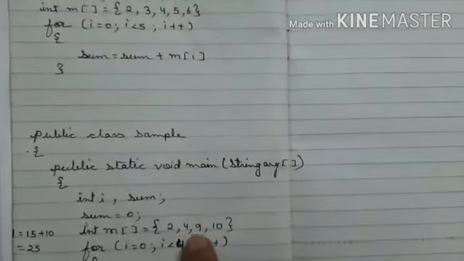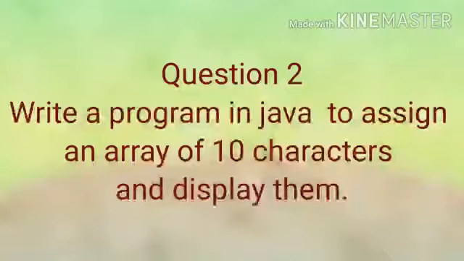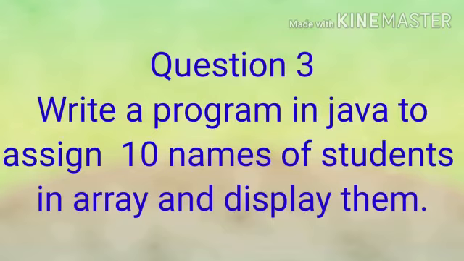And if double, double type values will be entered instead of integer type values. Question number 2: write a program in Java to assign an array of 10 characters and display them. Question 3: write a program in Java to assign 10 names of students in an array and display them.